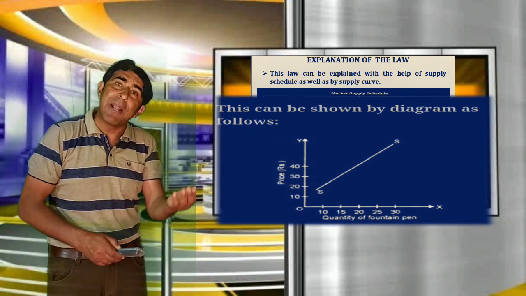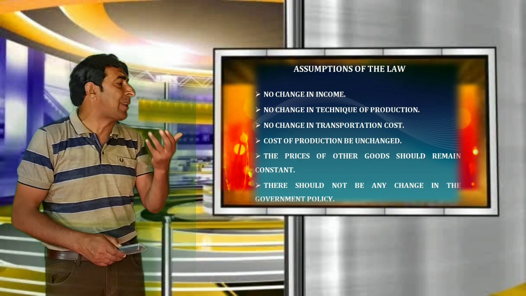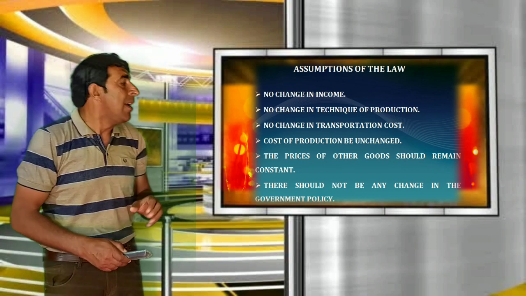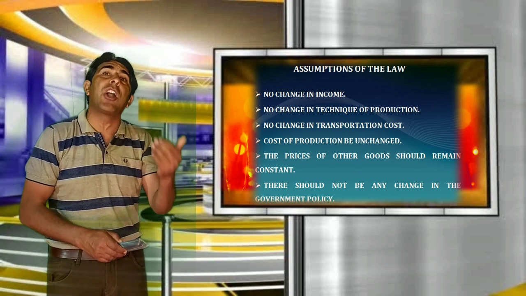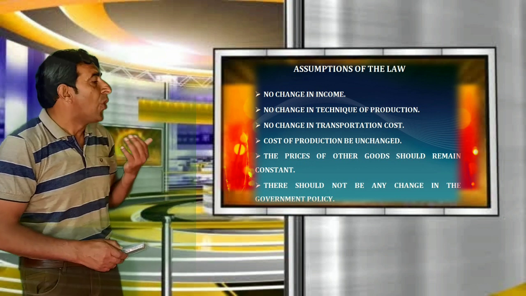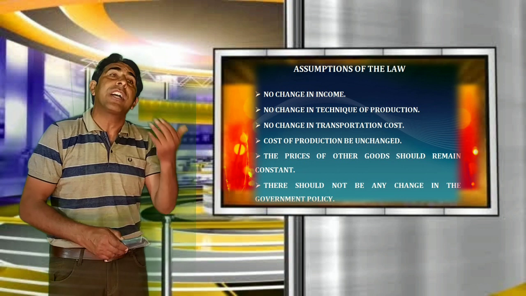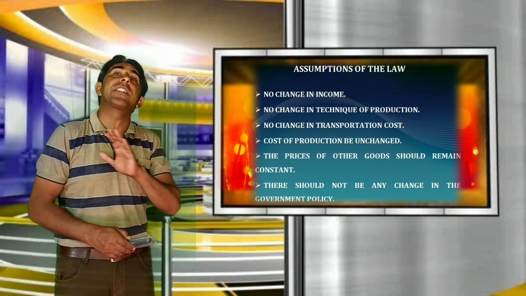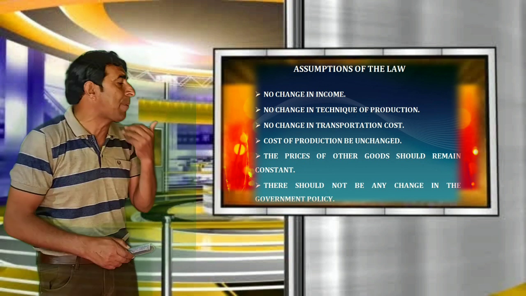Now, after the explanation of the law of supply, we have the assumptions of the law. We have certain assumptions on which the law of supply is based. The first assumption is no change in income of the individual. No change in the technique of production; the technique of production is also kept constant. No change in transportation cost, which is another significant assumption of the law of supply.